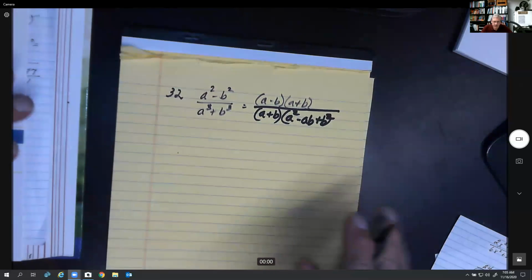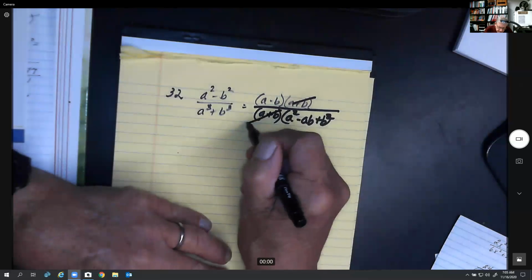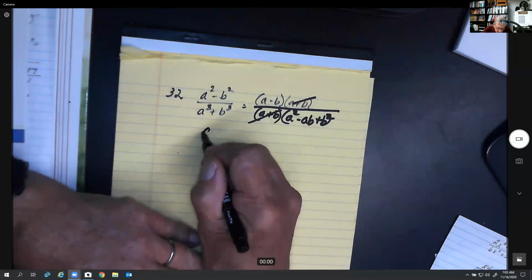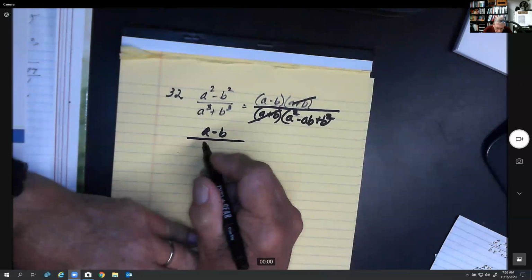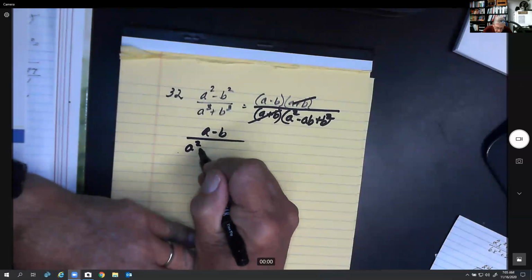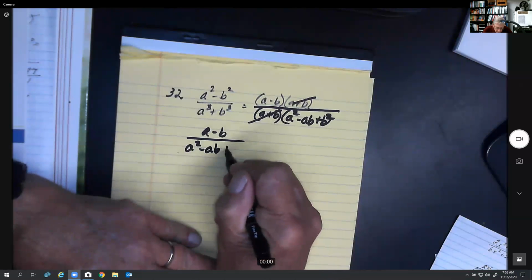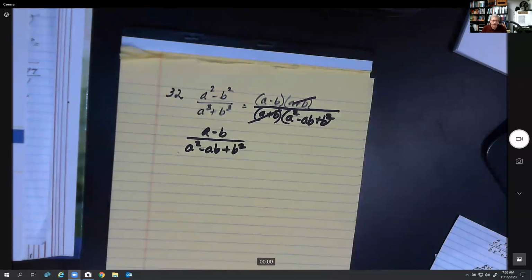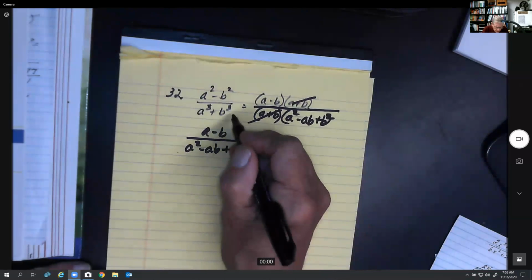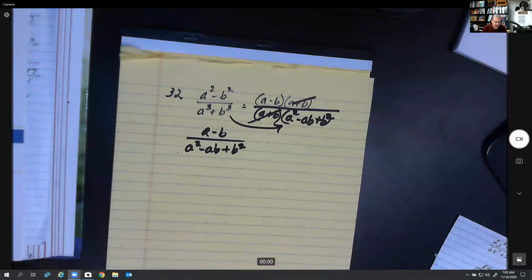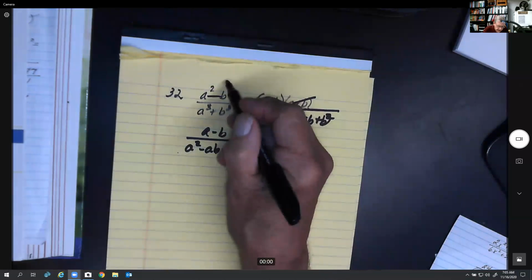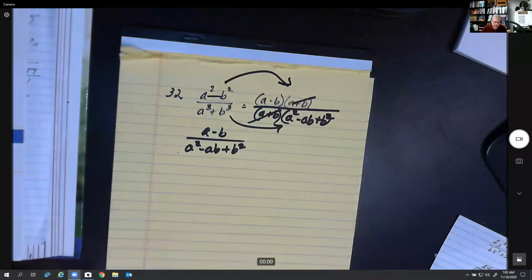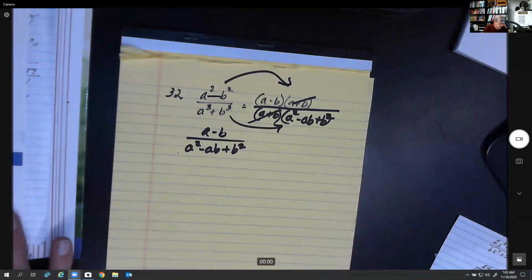So now it's factored completely. The A plus B cancels out the A plus B. Your final answer would be A minus B over A squared minus AB plus B squared. And that went a little bit harder. You know, it's this pattern that you don't recognize quite as often. This one you should recognize, the difference of squares. So that's the key to doing it: factor and cancel.